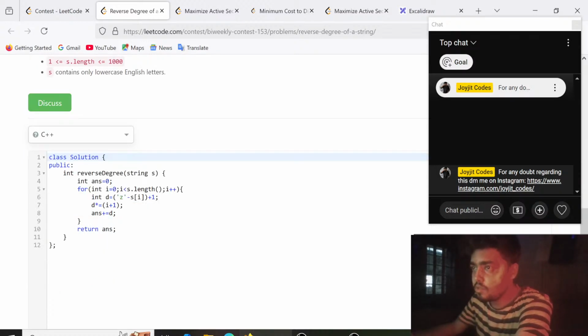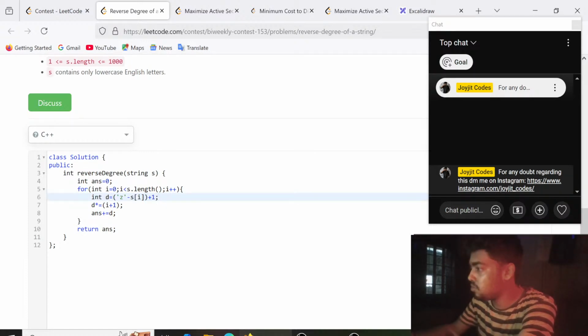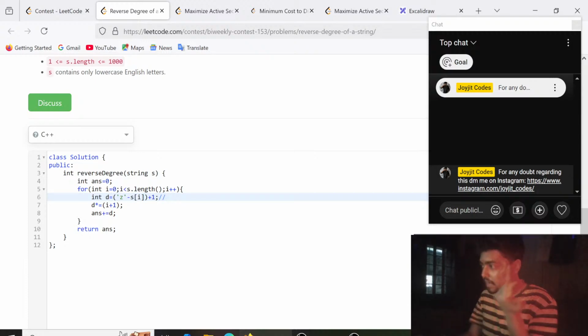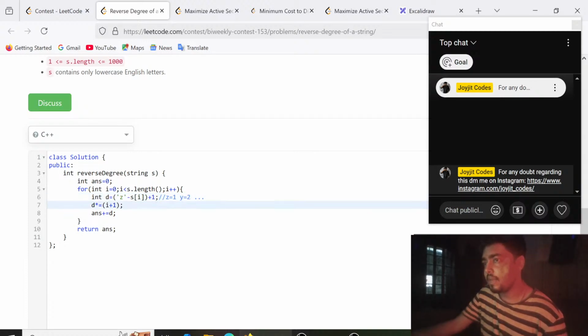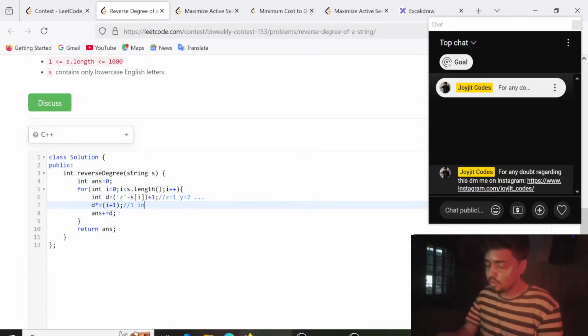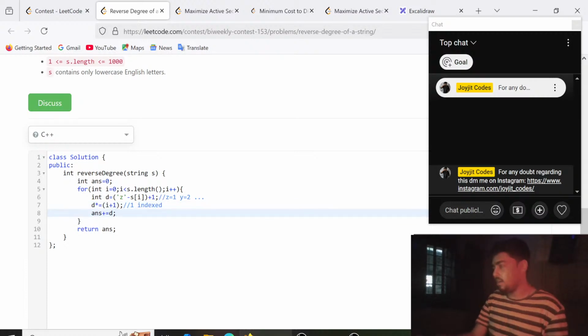It says int i equal to 0 to length, and for every character we can find the reverse order by subtracting it from z. Then we add 1. The reason is that if I'm subtracting z from z, z will be 0, y will be 1, and so on. But I have to make it at least 1, so this will be 1, this will be 2. That is what we have to make it, so that's why we add 1 to it. Then we multiply it with the specific position. Why do we add 1? To make it 1-indexed. Then we can just add the sum.